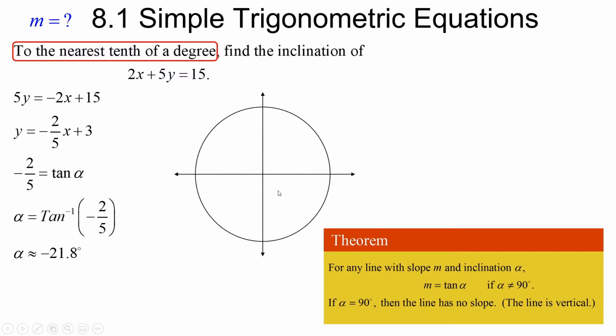Well, let's take a look at a negative 21.8 degree angle. And that's this quadrant 4 angle right here. But do you see that if I took that negative 21.8 degrees and I just added 180, that would give me this positive angle right there? So let's just add 180 to that. So negative 21.8 plus 180, and I'm getting 158.2 degrees. And there you go. To the nearest tenth of a degree, find the inclination of 2x plus 5y equals 15. Well, you're looking at it right here, 158.2 degrees.